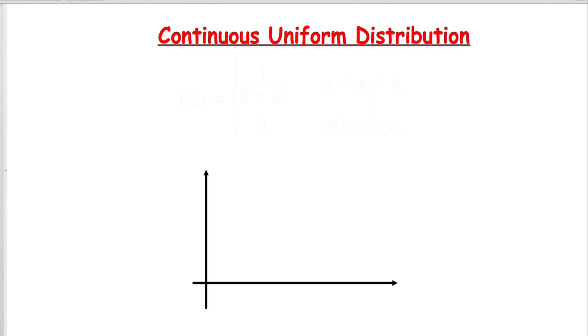Okay, so a continuous uniform distribution, sometimes called a rectangular distribution. It's a little bit like the discrete uniform distribution from S1, where the probability remains constant across the whole thing. So if the probability remains constant over the interval between a and b, remembering that the total probability beneath this rectangle must be equal to 1.